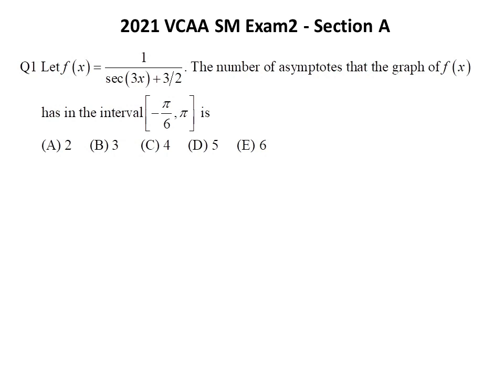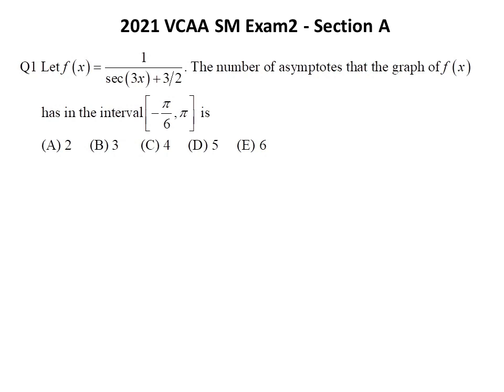Welcome to this VCAA Specialist Maths exam paper series. This is section A of the 2021 exam 2 paper. There are a total of 20 multiple choice questions in section A and 6 extended response questions in section B. In this video, we will present questions 1 to 4 in section A. Let's start with question 1.